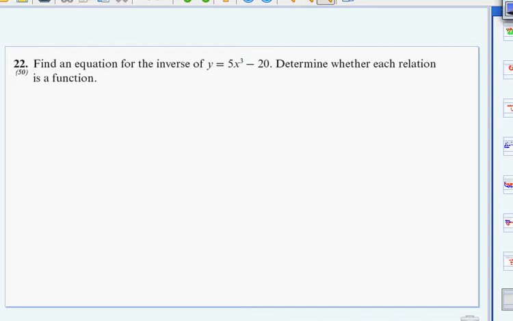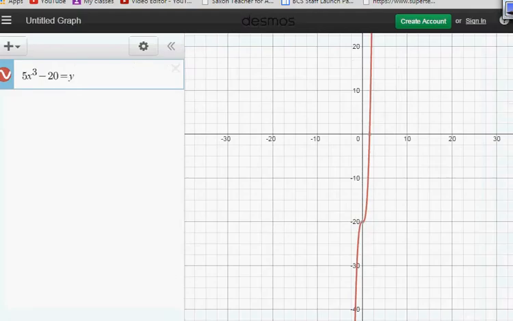I'm realizing too that I like using Desmos on my phone or my iPad better because I can just use my finger to actually enlarge it however I want to, and that's actually a little faster and easier here. This is, as you can see, the equation for y equals 5x to the third.